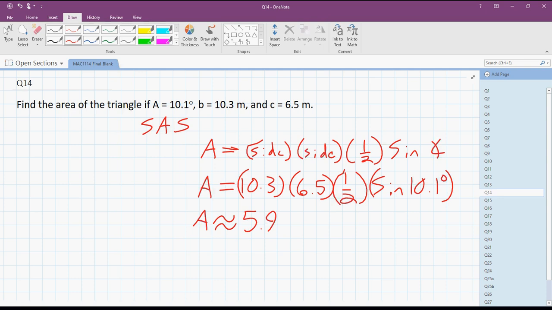It's 10.1, not 10.3. So 5.9 what? Meters squared, because it is area. Okay? Watch the numbers you put in. Everyone good?